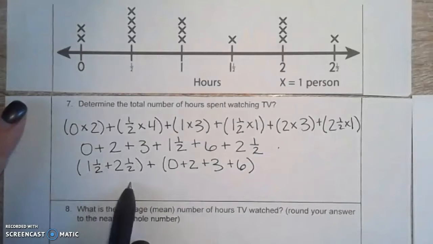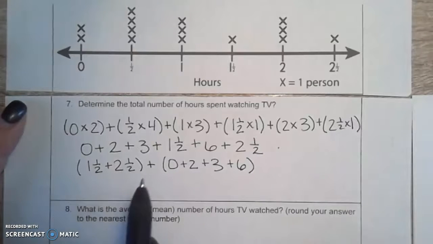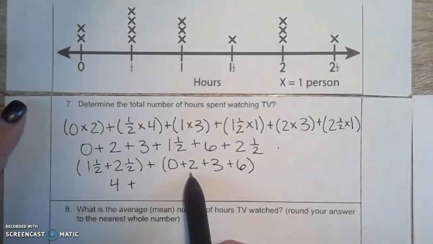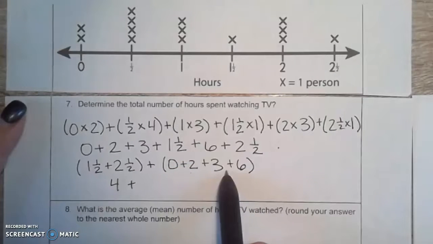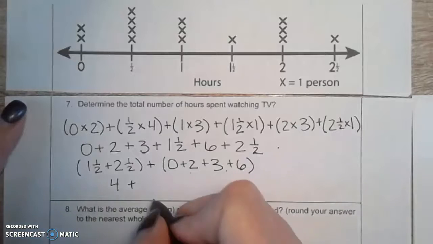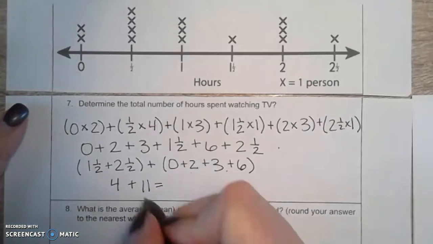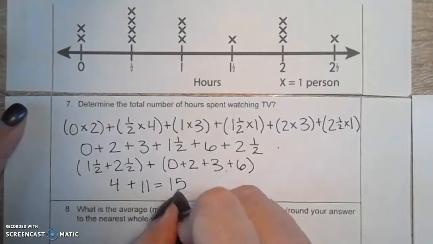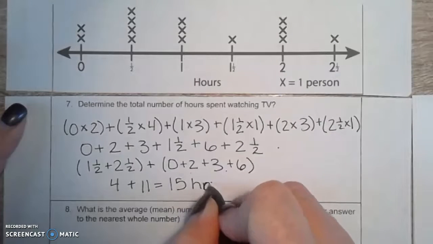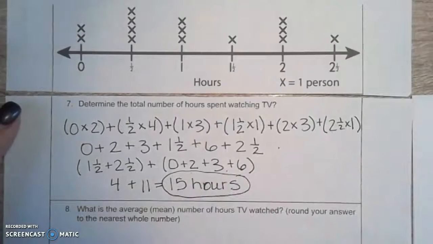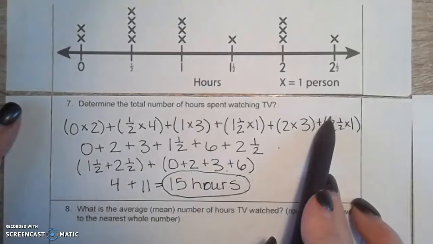So 1 1/2 plus 2 1/2, 1 plus 2 is 3, 1/2 plus 1/2 would be 1, so that's 4. And then I have 0 plus 2 is 2, 2 plus 3 is 5, 5 plus 6 is 11. Oh, turns out this problem wasn't as hard as I thought. So 4 plus 11 is 15 hours. So we have 15 hours total that these 14 people spent watching TV during that week.